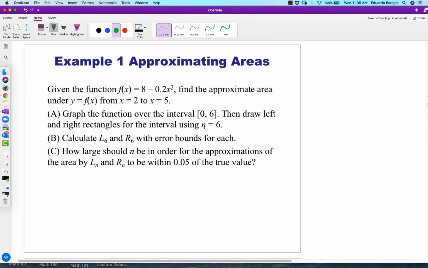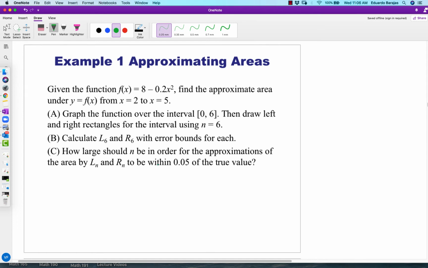So because we're asked to use n equals 6, that means that we want six rectangles. And those 6 rectangles are going to go between 2 and 5 on the x-axis. Right? So even though we're graphing from 0 to 6, the area we're going to approximate ranges from 2 to 5. So it's a space of 3 units.